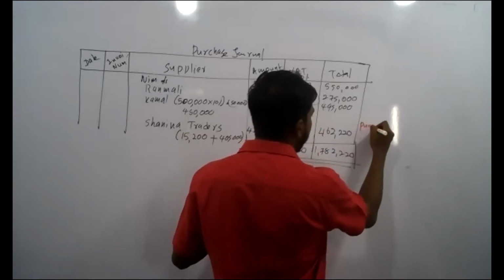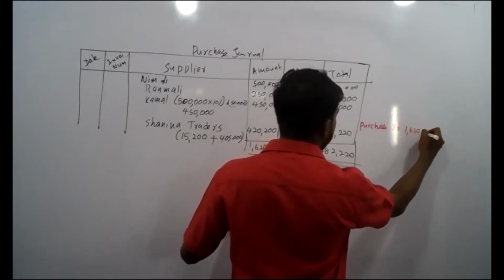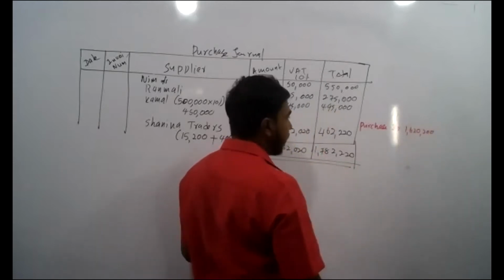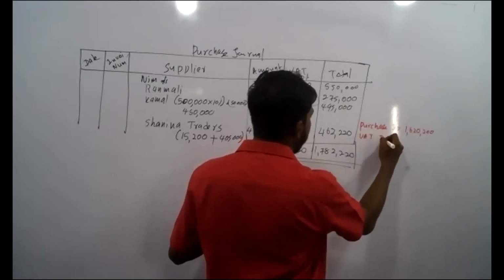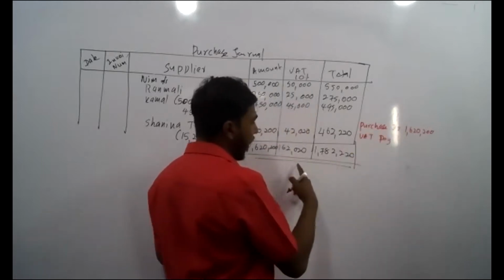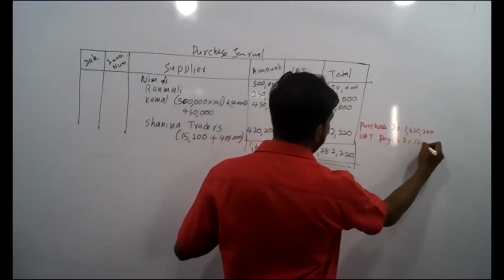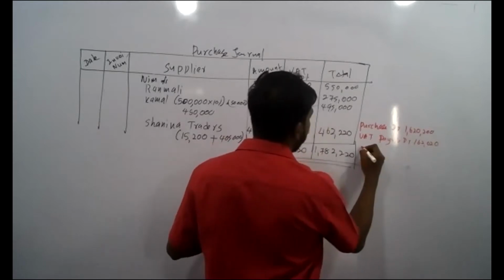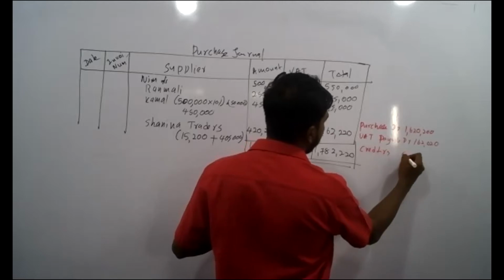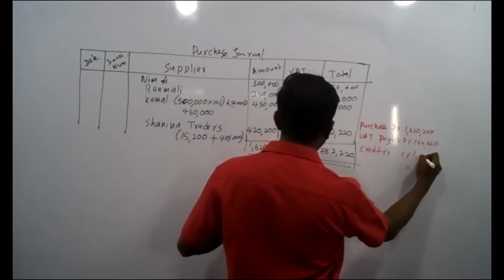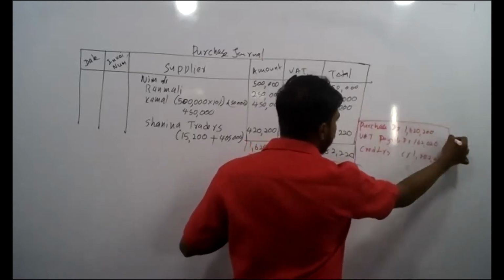Purchase debit without VAT. Purchase debit how much? 1,620,200. Then VAT debit, because now you pay all the VAT now. VAT payable debit, how much? 162,020. Then creditors credit, 1,782,220. So this is the entry to be passed.